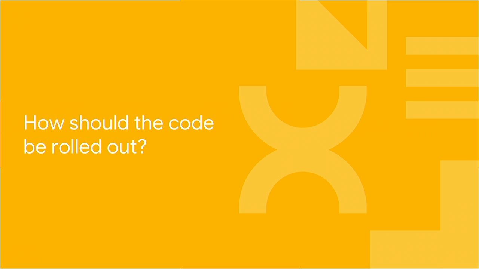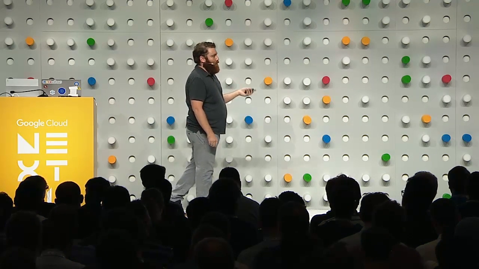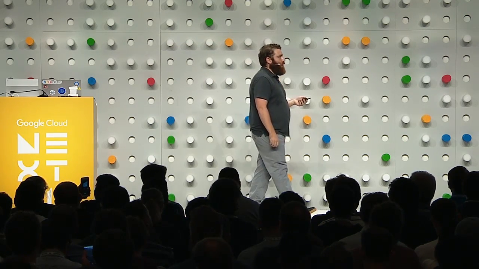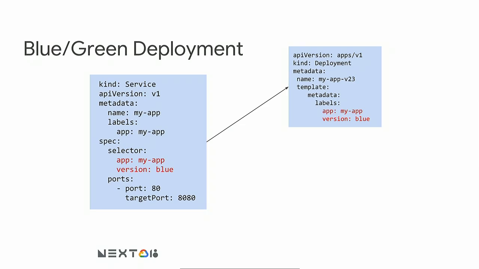Cool. So now that we know where to deploy code to, how do we know how to roll out the code? So for example, we could do a blue-green deployment. How many folks do blue-green deployments? Some? Okay. So blue-green deployment in Kubernetes, without bringing Jenkins into the mix, you would have a service and a deployment.